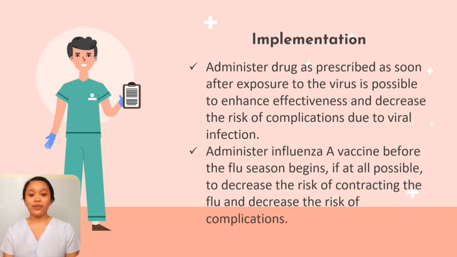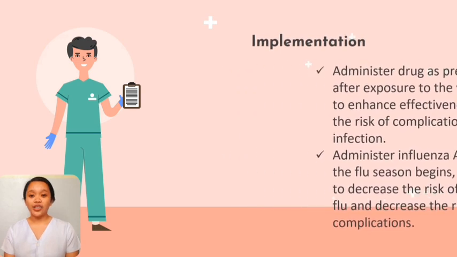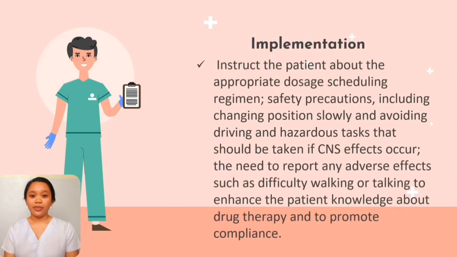Administer influenza A vaccine before the flu season begins, if at all possible, to decrease the risk of contracting the flu and decrease the risk of complications. Instruct the patient about the appropriate dosing. Safety precautions, including changing positions slowly and avoiding driving and hazardous tasks, should be taken if CNS effects occur. Report any adverse effects such as difficulty walking or talking to enhance the patient's knowledge about drug therapy and to promote compliance.